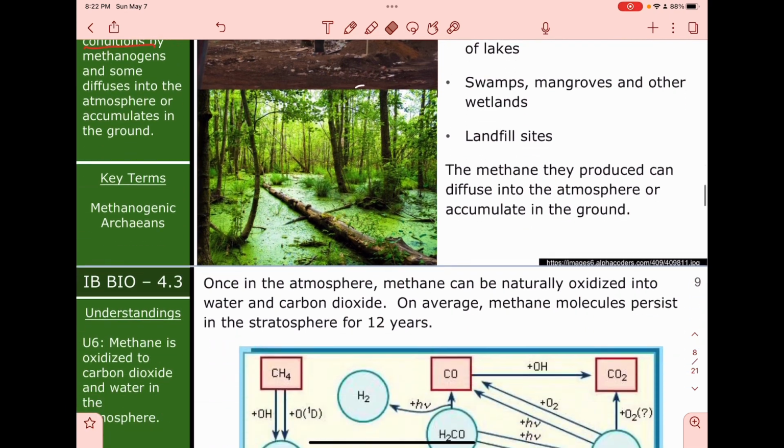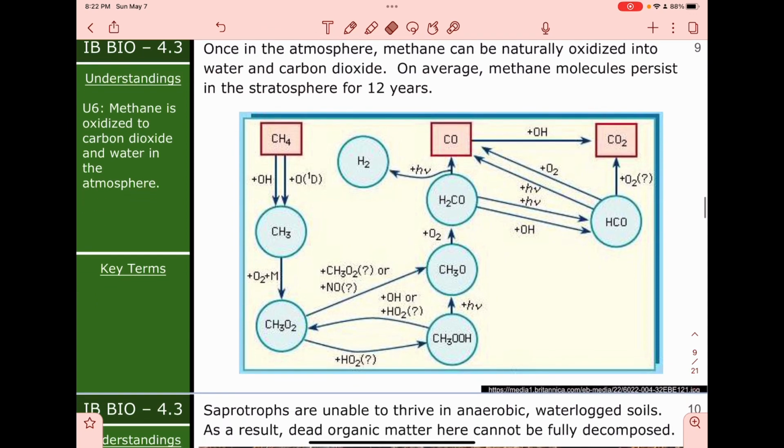But because they release all of this methane gas in the atmosphere, the problem is it accumulates because it takes approximately 12 years for it to break down. It does break down naturally pretty quick. You don't need to know this. But the fact is that if it takes 12 years, then you're increasing the amount of gas that's accumulating in the atmosphere much faster than you're breaking it down.